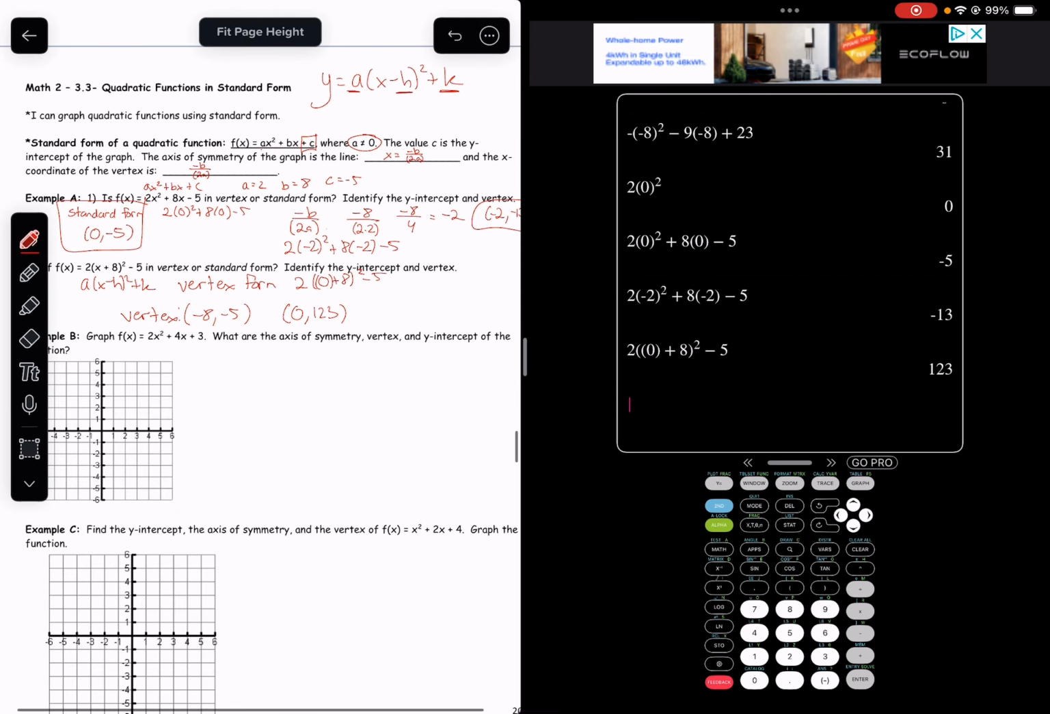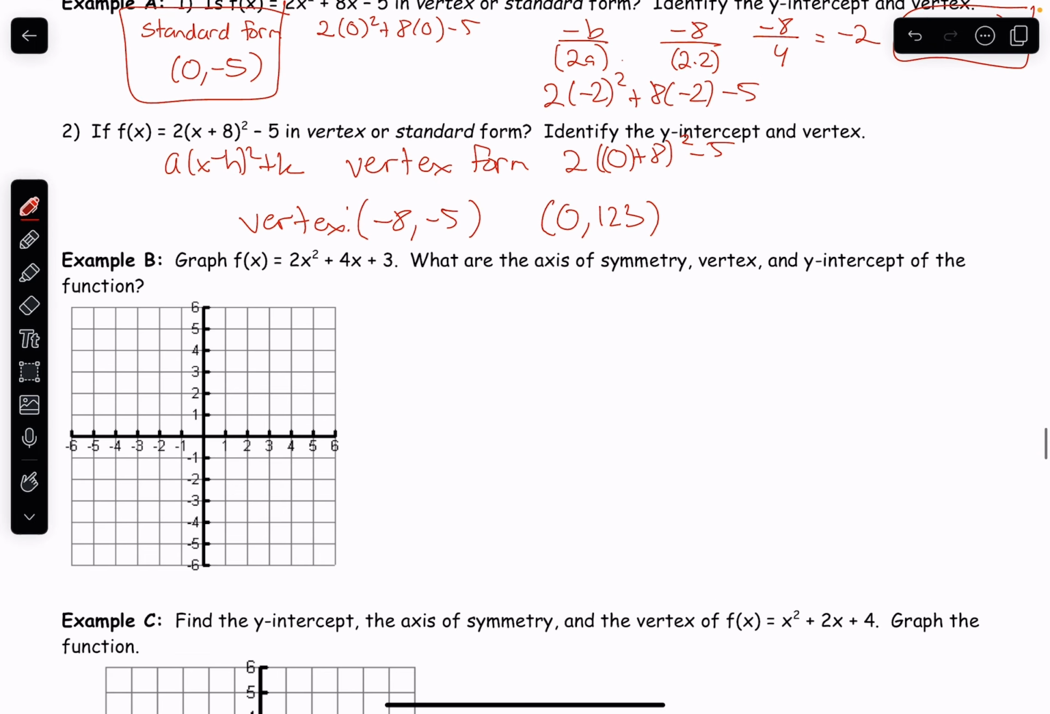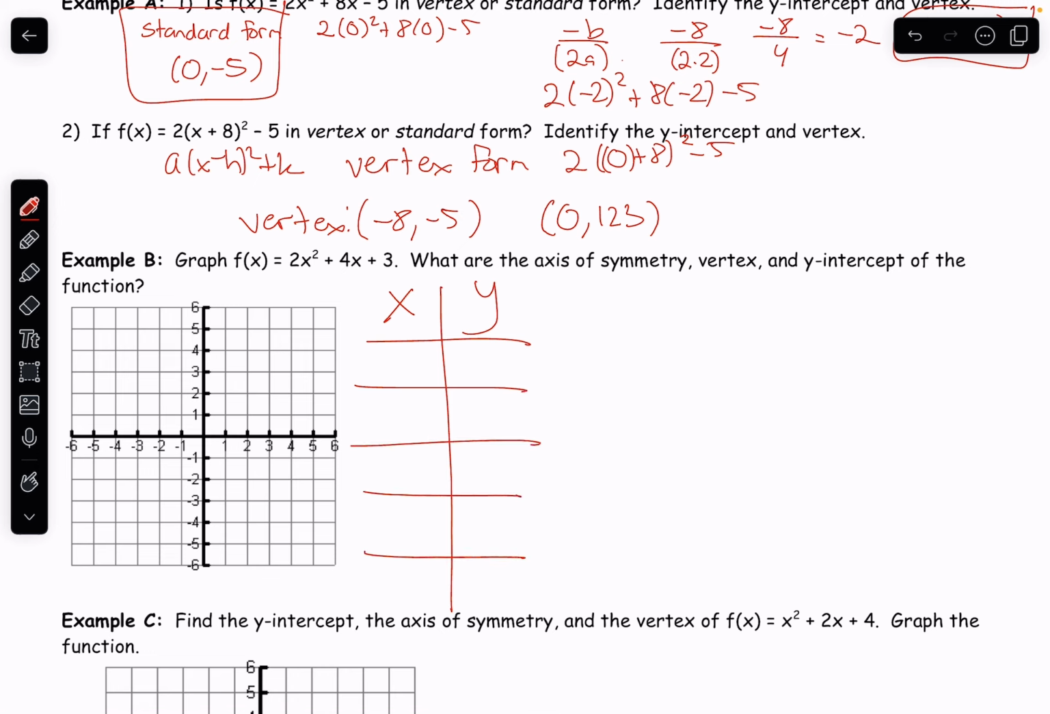All right. Okay, so let's go ahead and take a look here at example B. It says, what is the axis of symmetry, vertex, and y-intercept of the function? And then they want us to graph it. So if you recall, when we graph, we need to have our points. So that's what we're going to do here. Let's go ahead and find the axis of symmetry and the vertex. If you remember, the x value of your vertex is your axis of symmetry. So once you get that, you get your axis of symmetry.